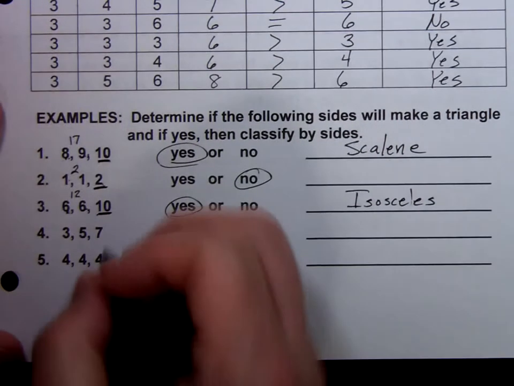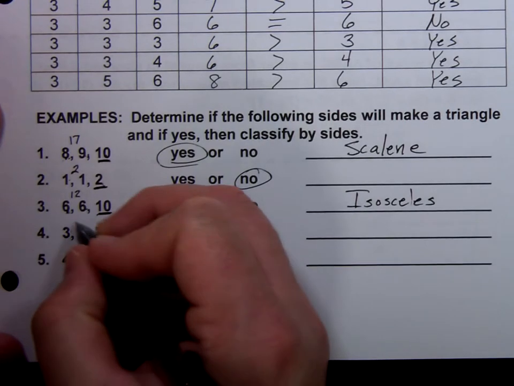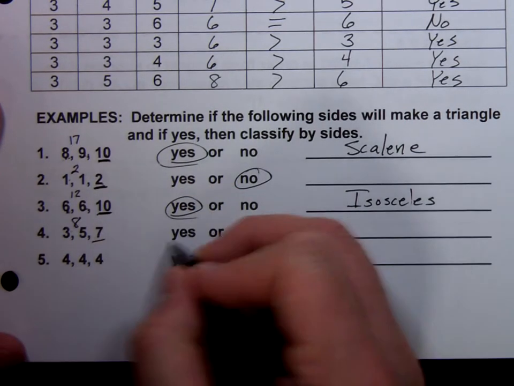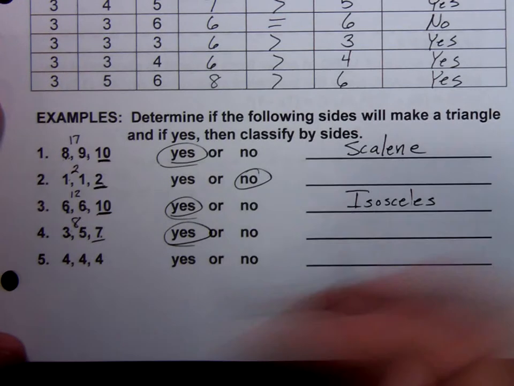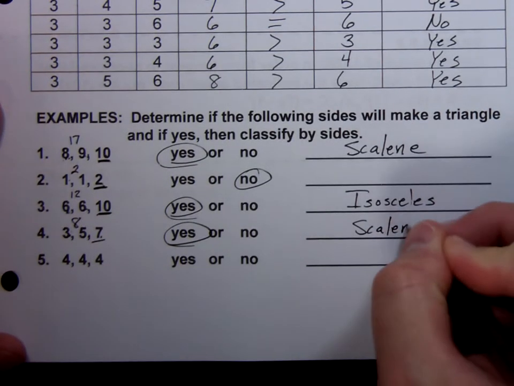Okay, now number 4, 7 is the longest side. 3 and 5 have a sum of 8, which is greater than the longest side, so yes, it's a triangle. None of the sides are the same, so that's scalene again.